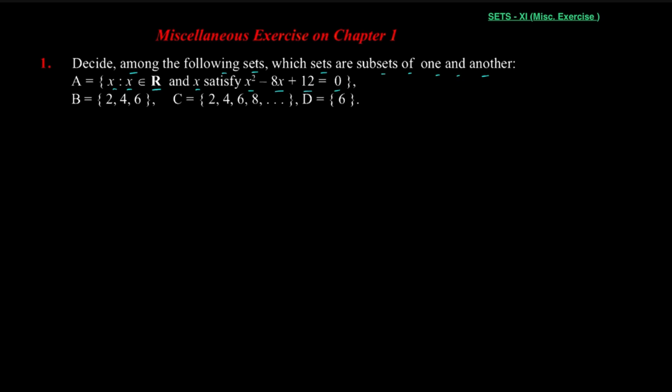Whereas set B has elements 2, 4 and 6. Set C has elements 2, 4, 6, 8 and so on. And set D is a singleton set having only one element, that is 6 in this case.